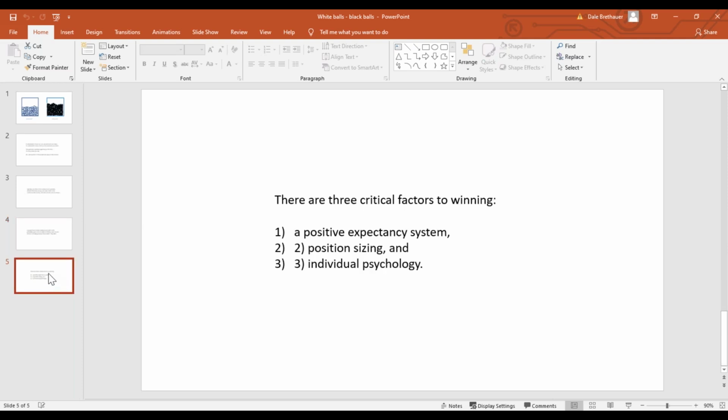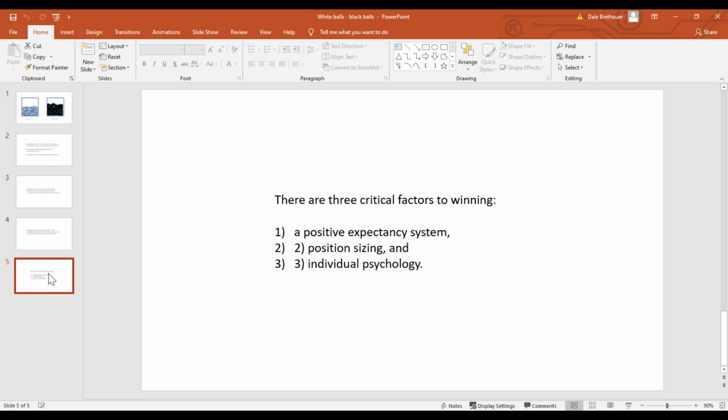There are three critical factors to winning. First of all, you need a positive expectation system, and we have that. The second thing is we need proper position sizing. What I mean by that is, based on your portfolio size, you can determine what your trade size should be. Never go over that trade size. Most professionals will not invest more than 1% of their portfolio on any given trade. Now, remember, that's risk. That's how much you're going to risk.